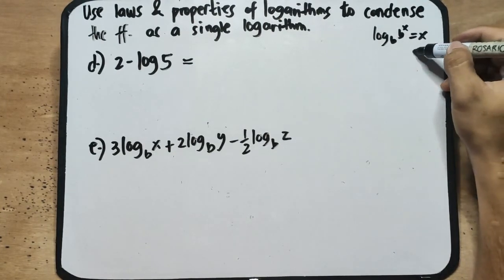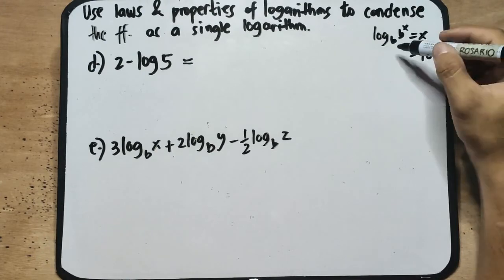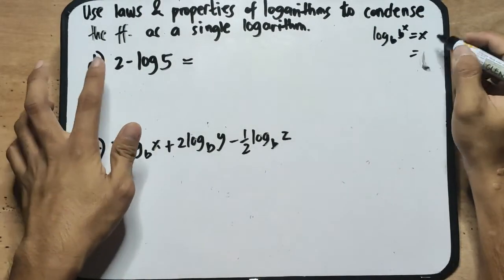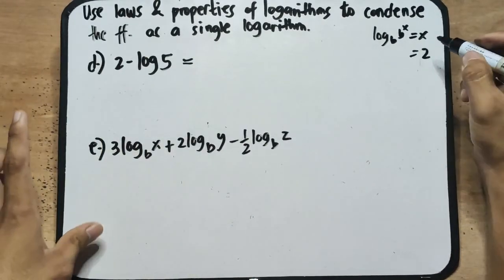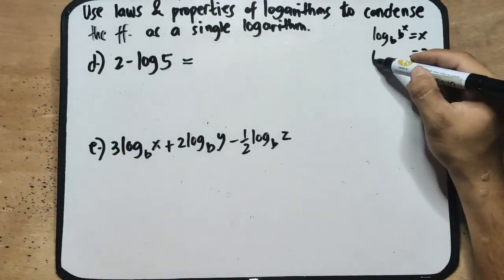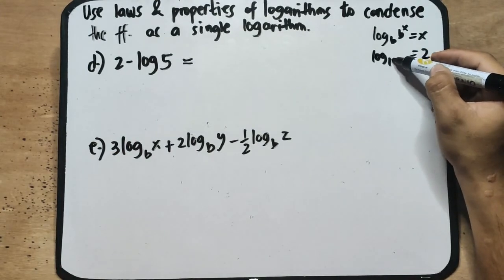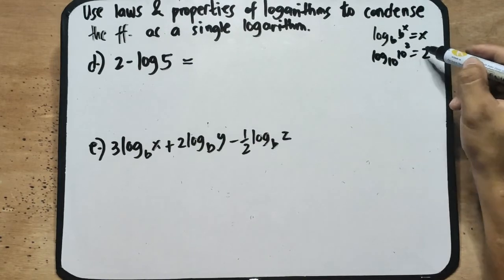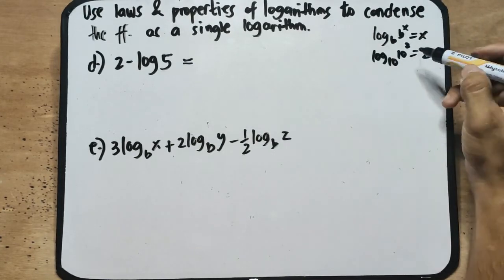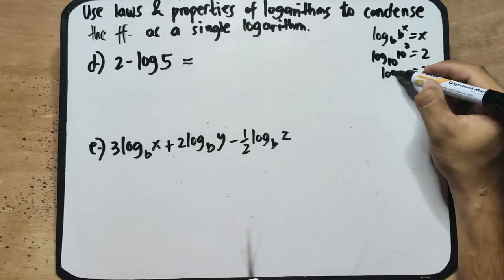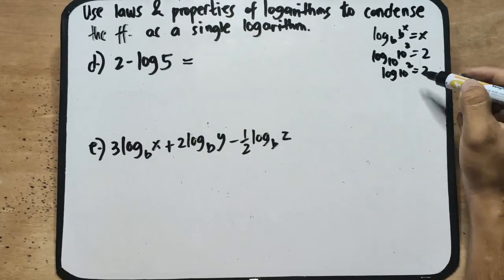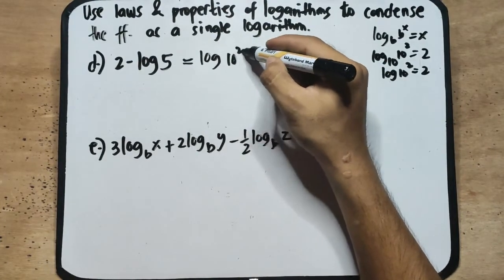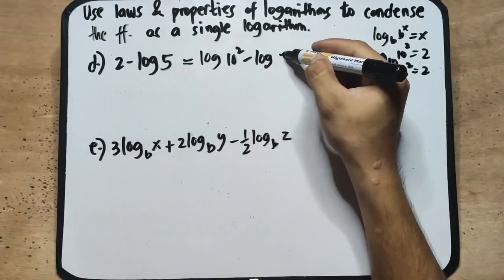So, just like in this item, if this is 2, and the base we will use is 10, then we have log base 10 of 10 squared is equal to 2. This means 2 is equivalent to log 10 squared. Okay? So, we can replace this one using log 10 squared, then minus log 5.